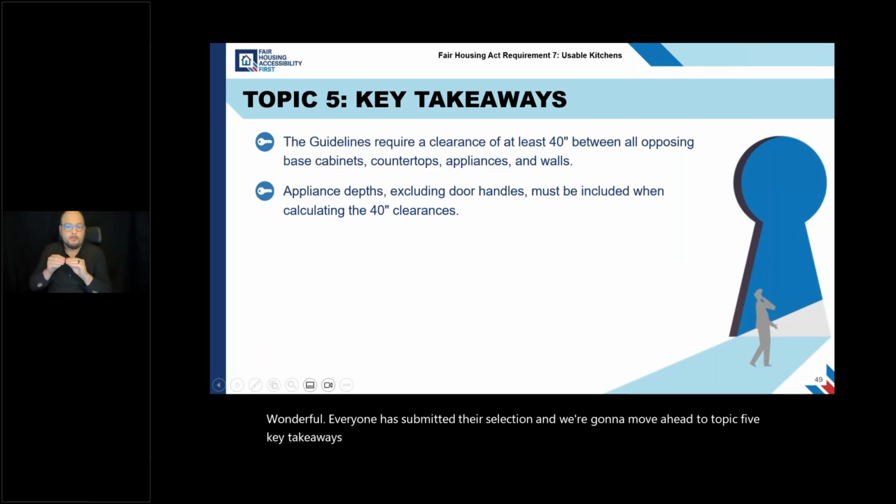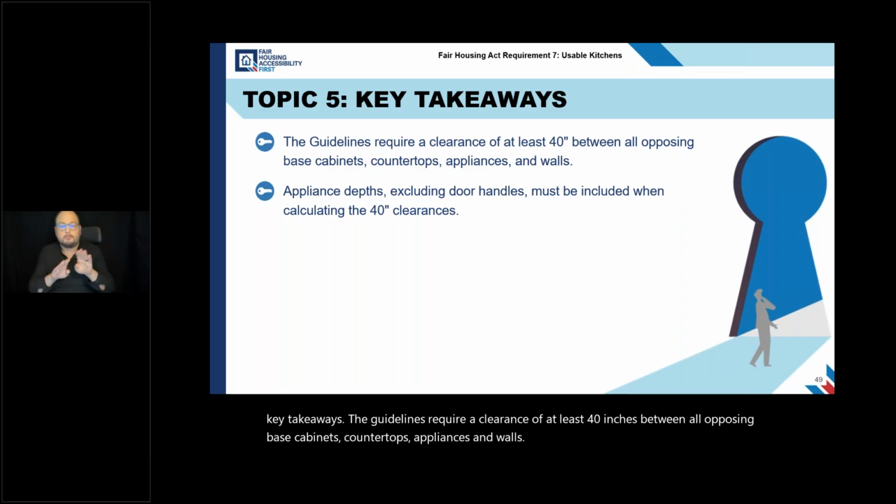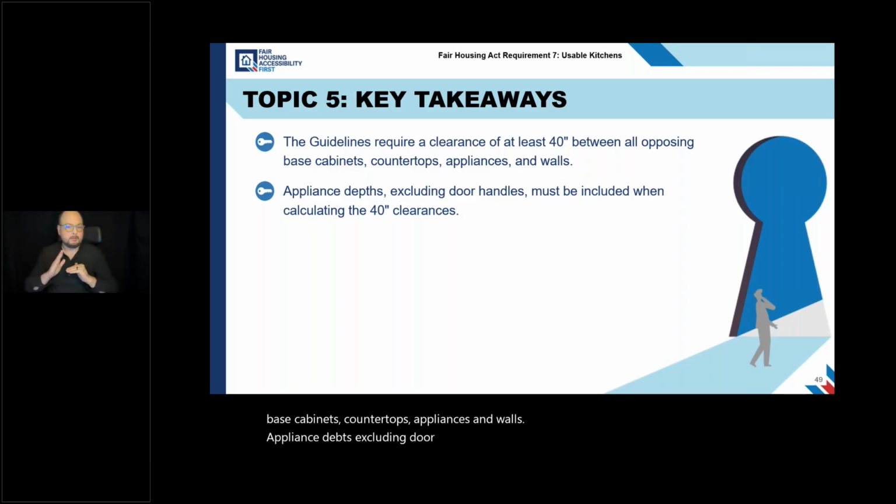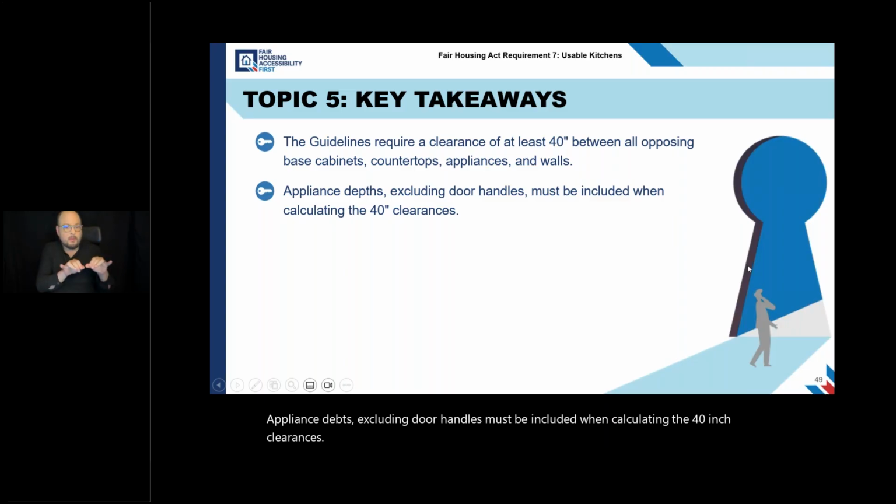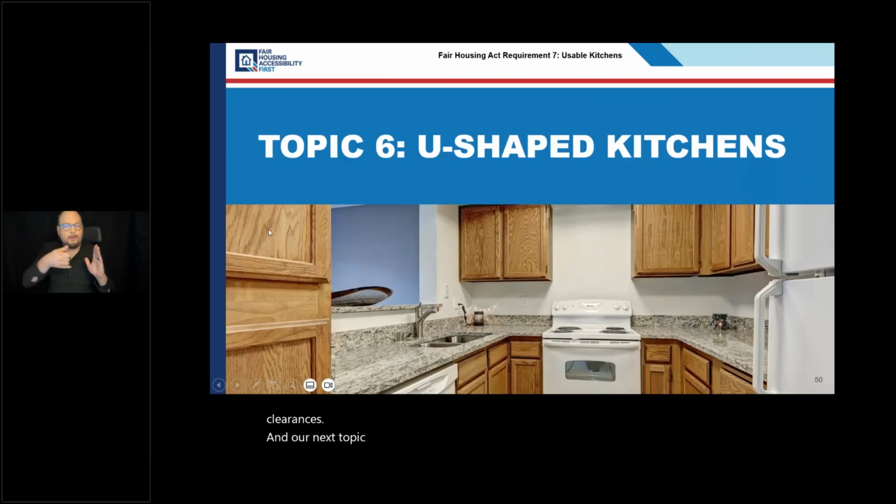The guidelines require a clearance of at least 40 inches between all opposing base cabinets, countertops, appliances, and walls. Appliance depths, excluding door handles, must be included when calculating the 40-inch clearances. And our next topic is U-shaped kitchens.